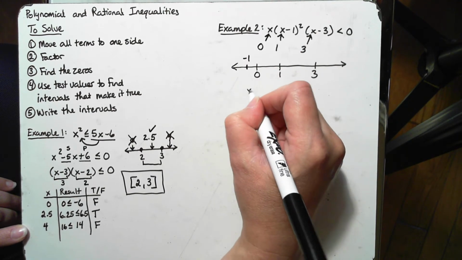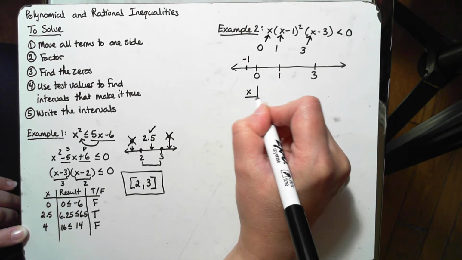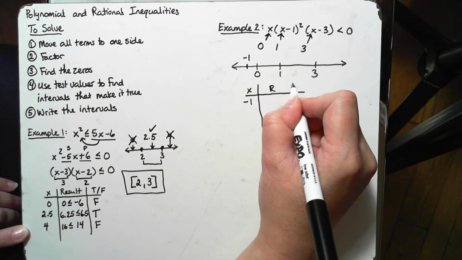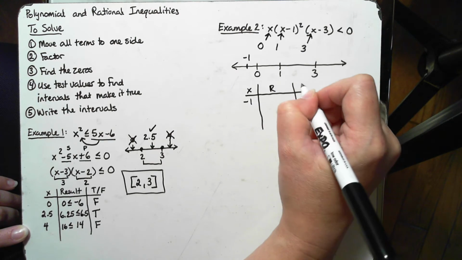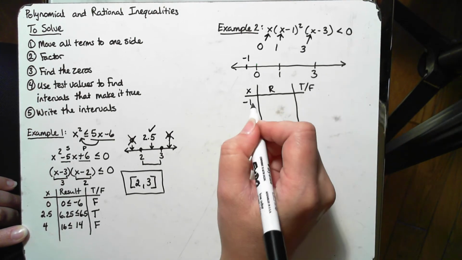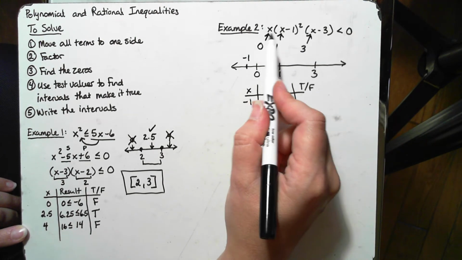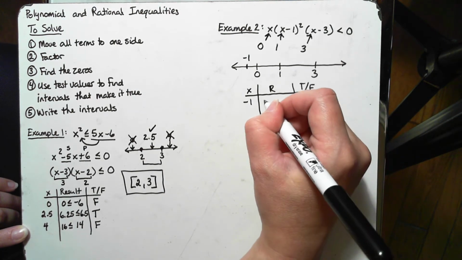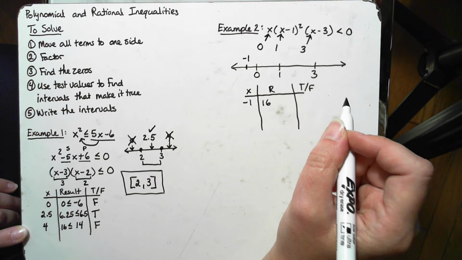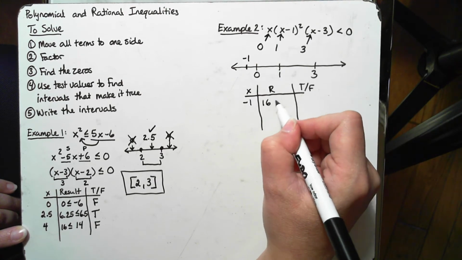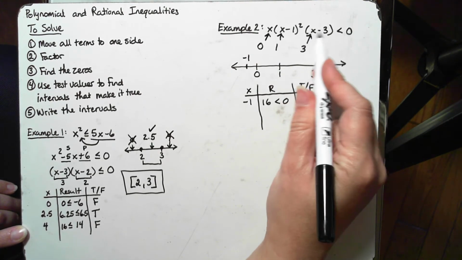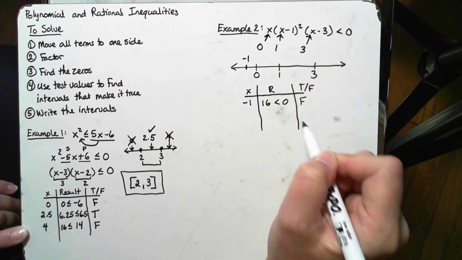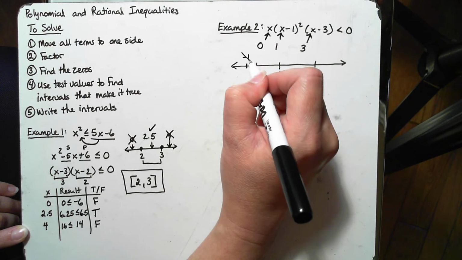For something that's less than 0, I'm going to pick, let's say, -1. So my x value is -1. I'm going to put an R here for results so you're not waiting for me to write that out, and then true or false. I'm going to take my -1 and put it into this equation, and what I get is a 16 right here. I say 16 is less than 0, and that is actually false. 16 is not less than 0. So -1 did not work.